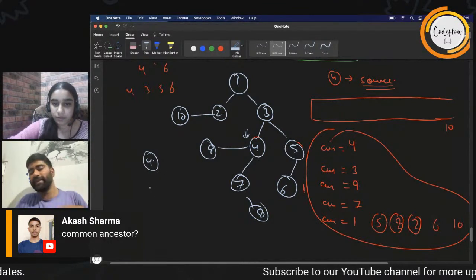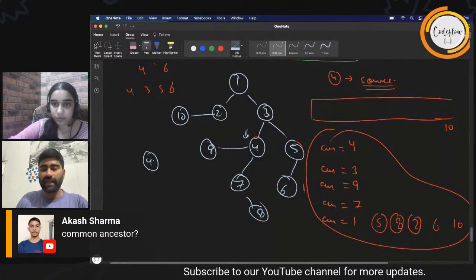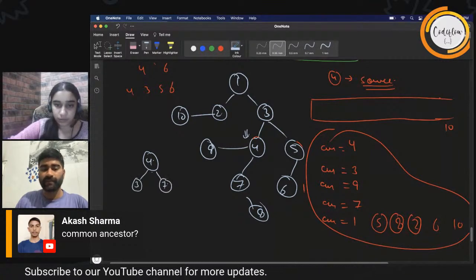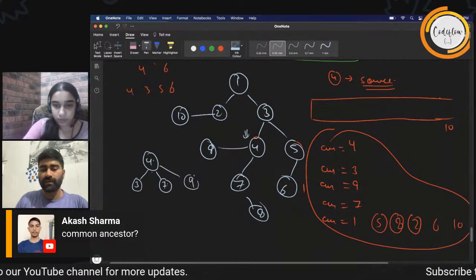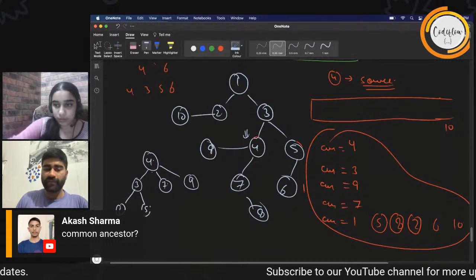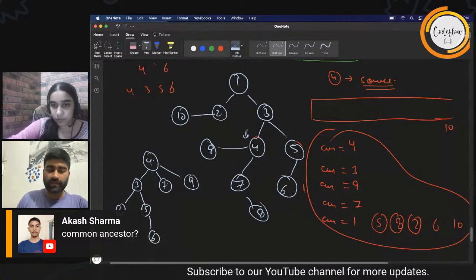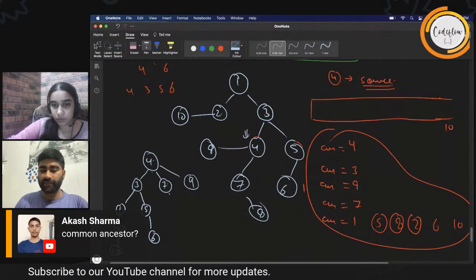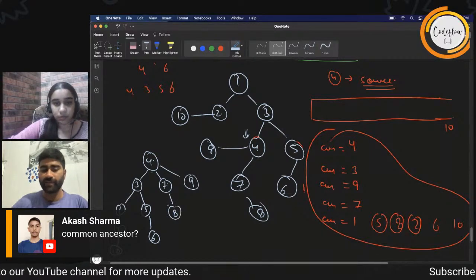Right. So how will the DFS work? From 4, I'll have 3 children, that is 3, 7, 9. Cool. From 3, I will go to 1, 5, 6, 2, 10, and then from 7 I'll go to 8, and 9 will be as it is.